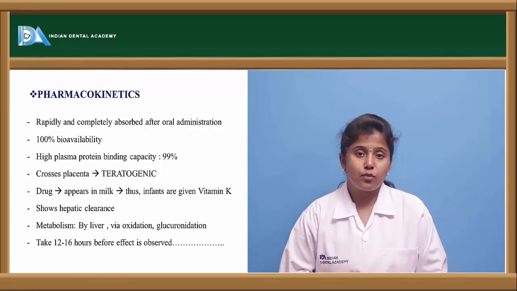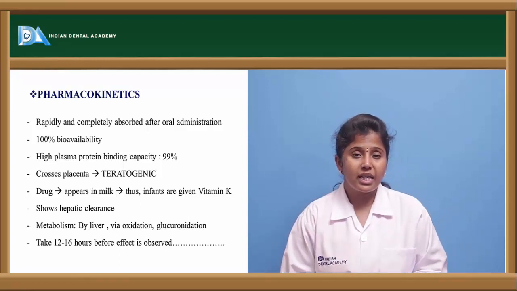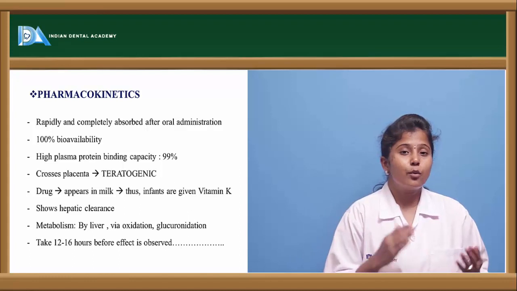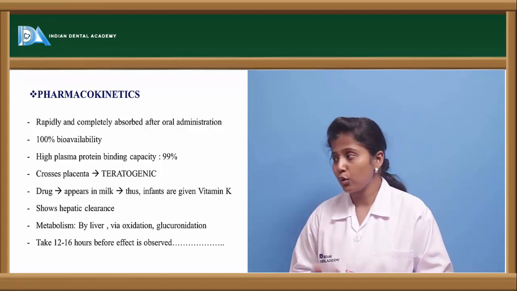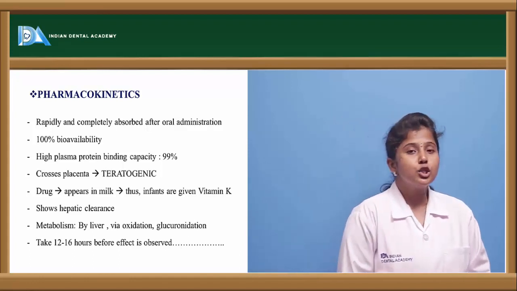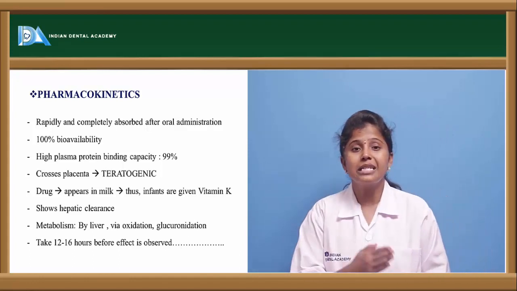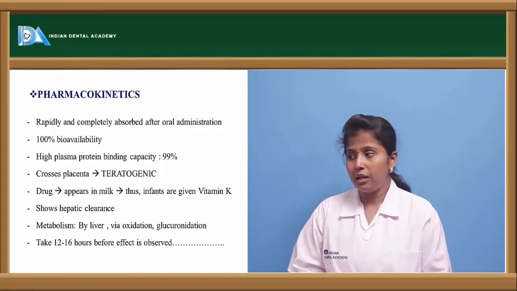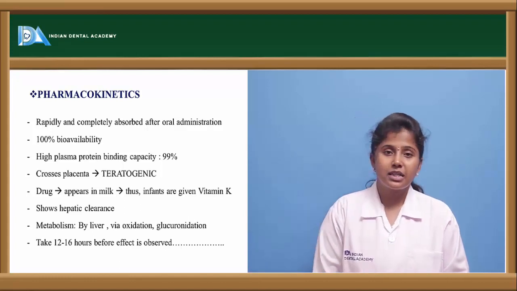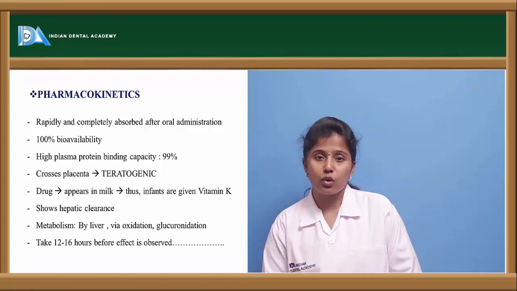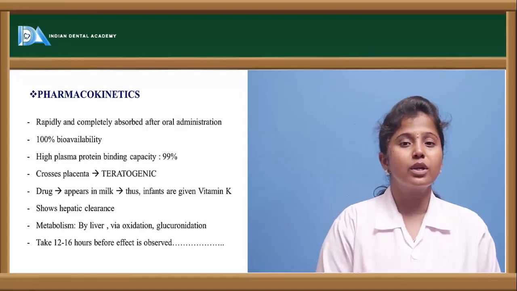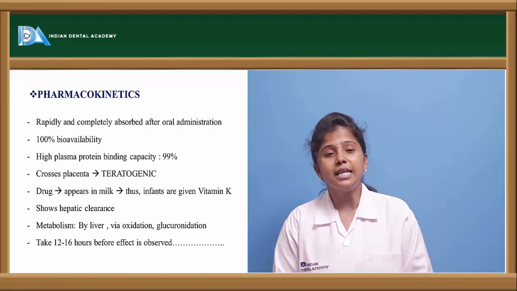So here, warfarin prevents the vitamin K conversion. So if we are giving this in children, then vitamin K supplements also have to be given. And this shows hepatic clearance. So this drug is cleared through the liver, and the metabolism occurs in the liver by the process called oxidation and glucuronidation. So these two are the biotransformation reactions occurring in the liver.